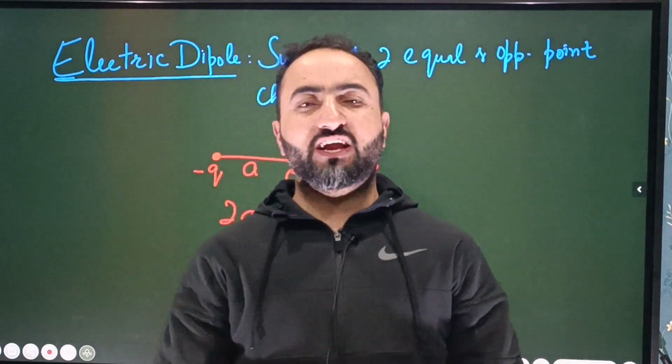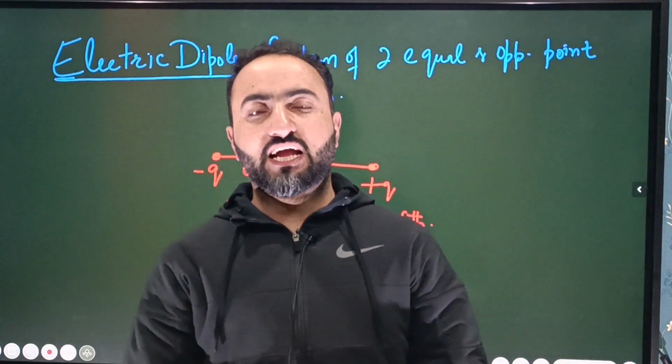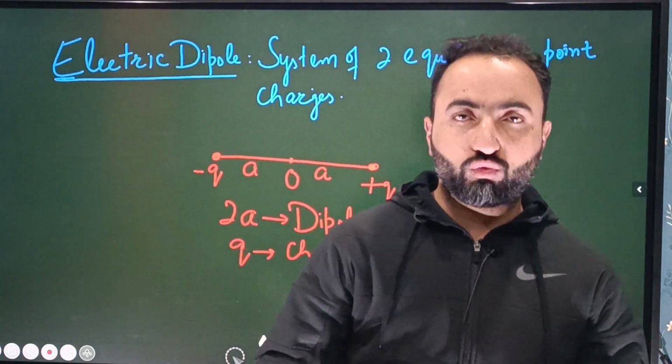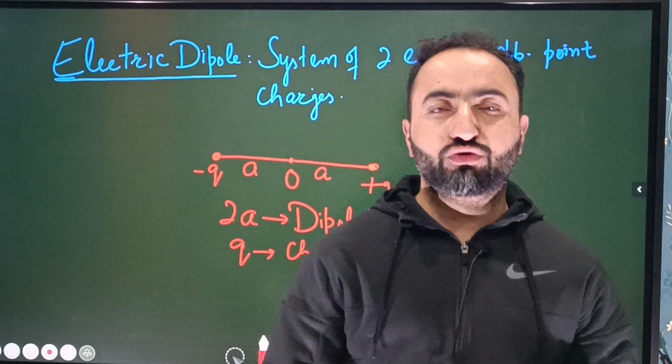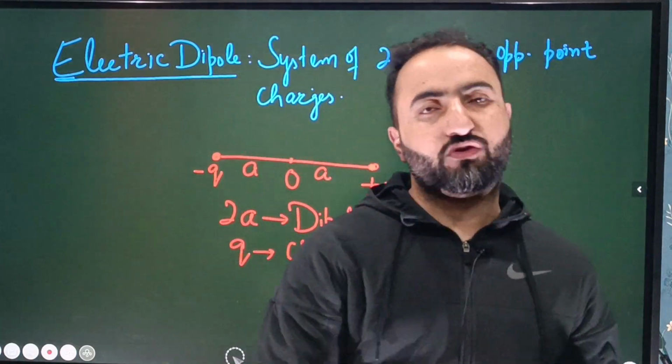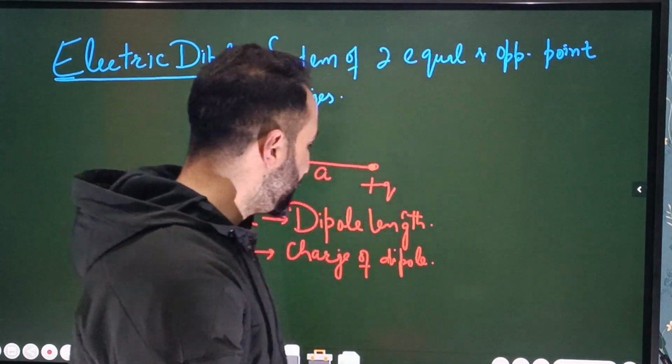As an example, if I say that the charge of the dipole is 10 coulomb, what does it mean? It means that it contains two charges, one having a charge of plus 10 coulomb, another having minus 10 coulomb charge. All right, great.